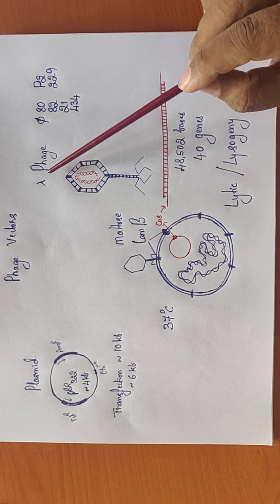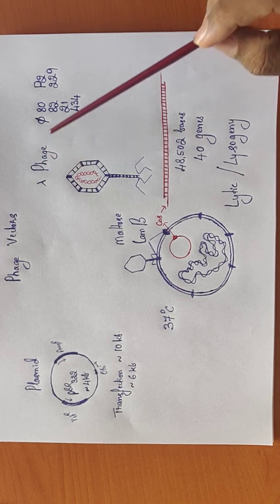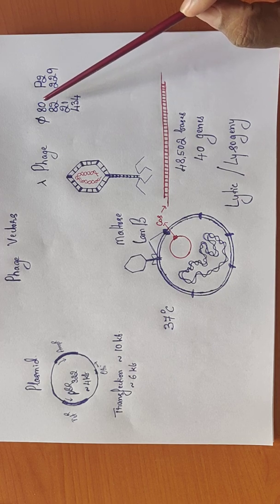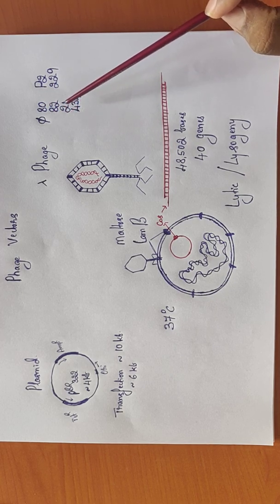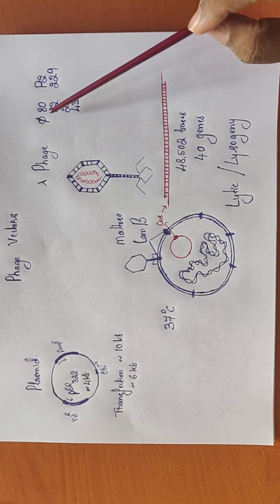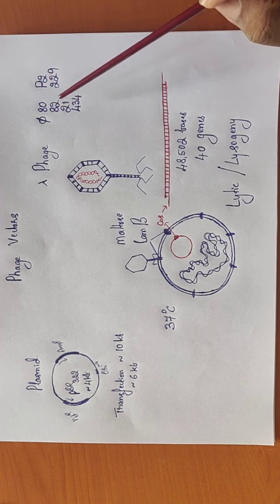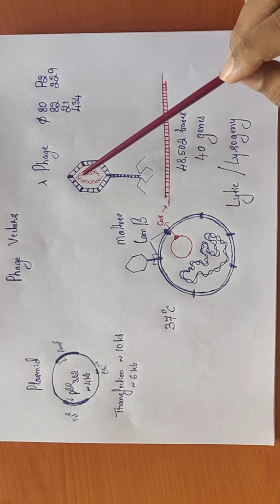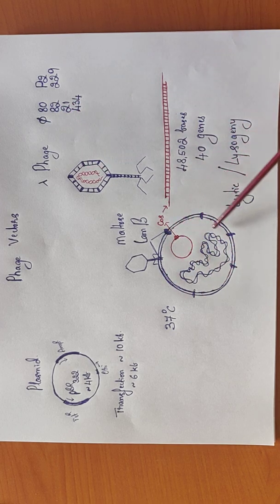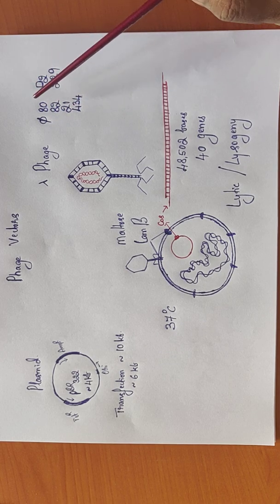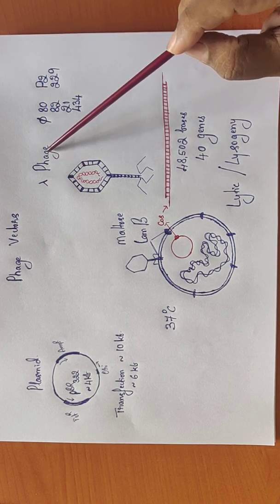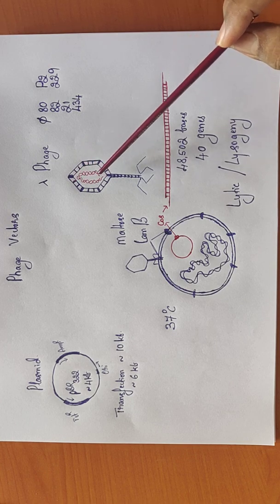We have several phages similar to lambda phage: phi80, phi82, phi21, phi434. We also have P2 and P22. These are all closely related phages which infect the host E. coli in more or less a similar fashion. We are not interested in these phages because the most extensive study has been done with lambda phage.